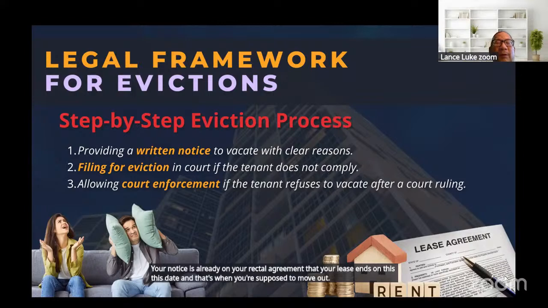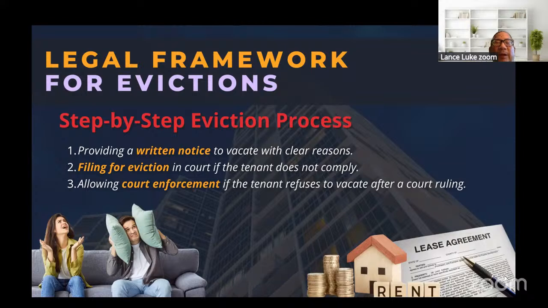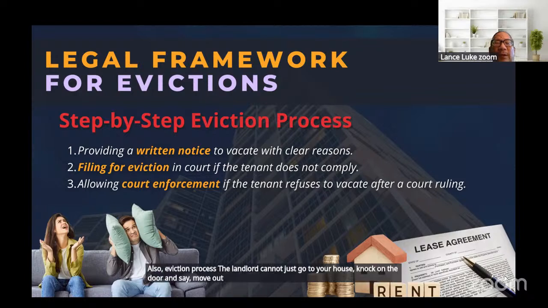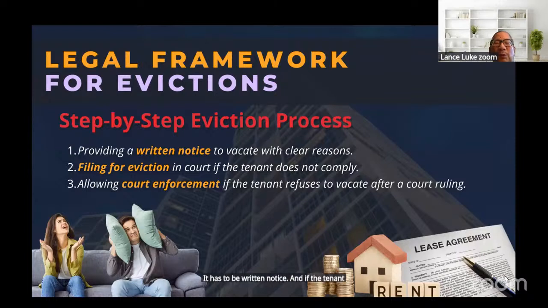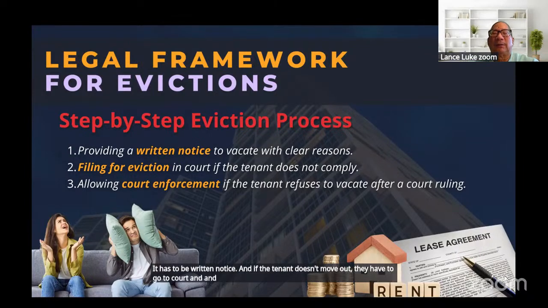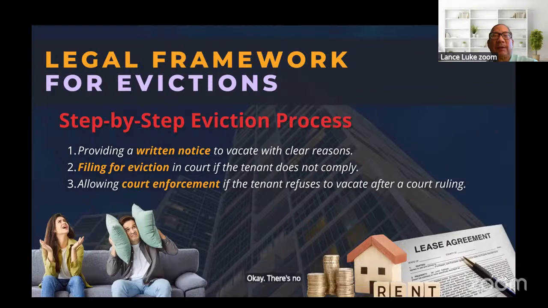Okay. Also, eviction process. The landlord cannot just go to your house, knock on the door, and say, move out. Well, they could, but that's not legal. It has to be written notice. And if the tenant doesn't move out, if the tenant doesn't voluntarily move out, they have to go to court and file the necessary papers. Okay. There's no such thing as do your own eviction. It has to be done through the courts.